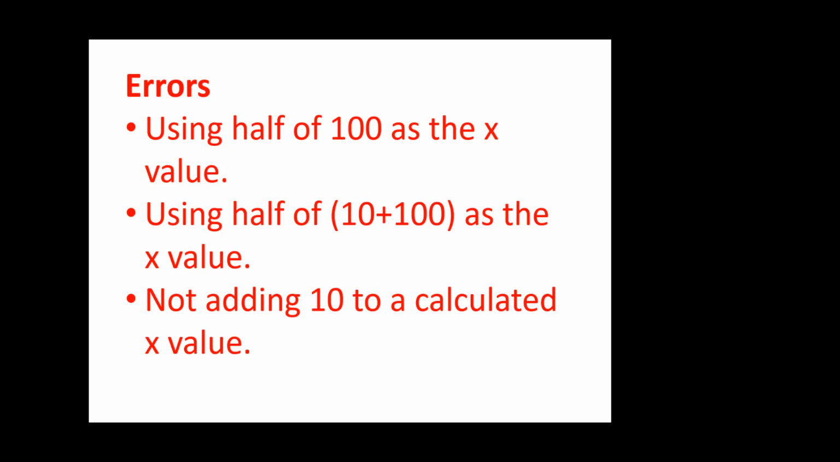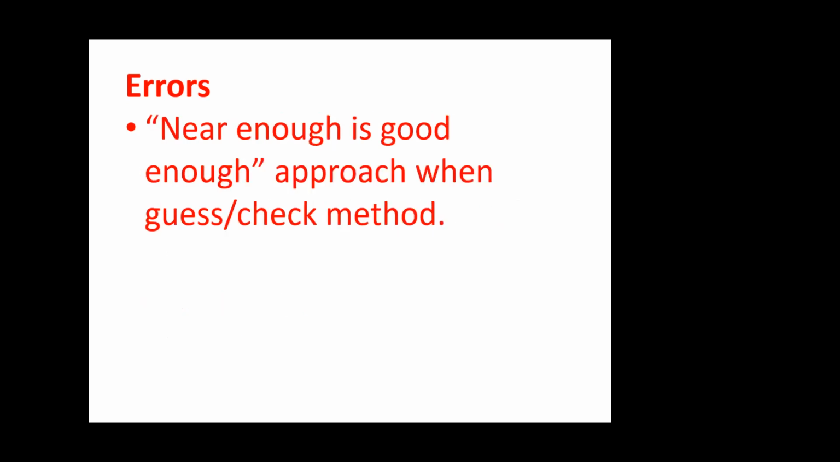And the third point there is that they were getting an answer and then not showing us plus 10. They got the X value, but then they didn't add the plus 10 to get the second mark. Some of them used a guess and check approach, but it was near enough is good enough. They didn't actually do enough checking to get somewhere.